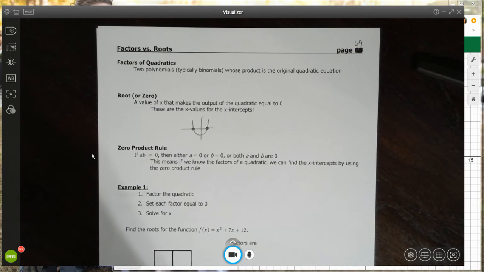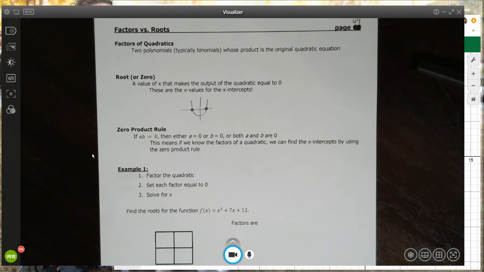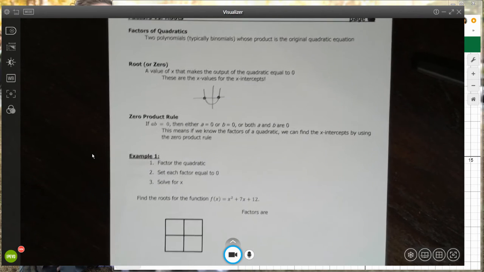And what we're going to use is the zero product rule. So if two things are multiplied together, A times B or whatever it might be, one of them has to be 0 or they both are 0. That's just how multiplication works. If one thing I'm multiplying by is 0, the whole thing turns out to be 0. So we're going to use that property of multiplication while we solve for these roots.